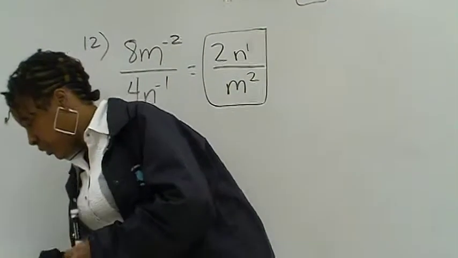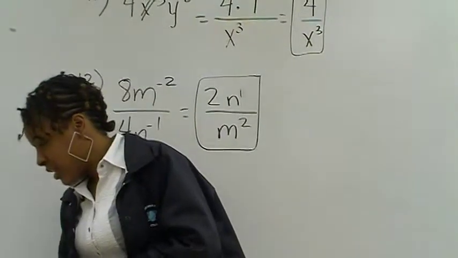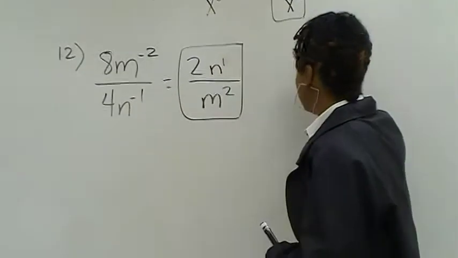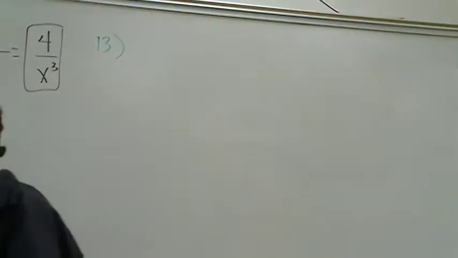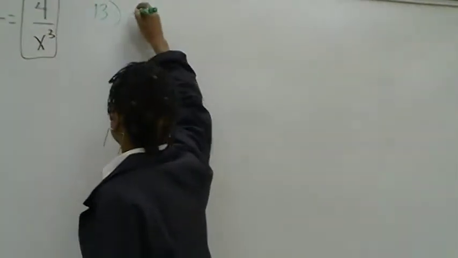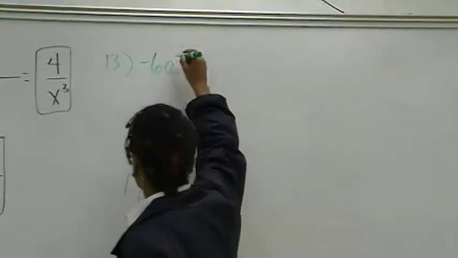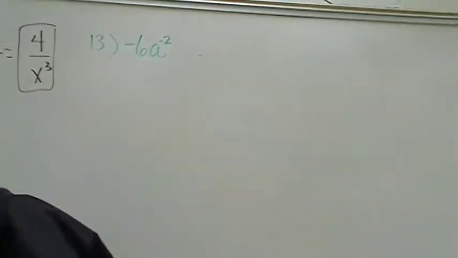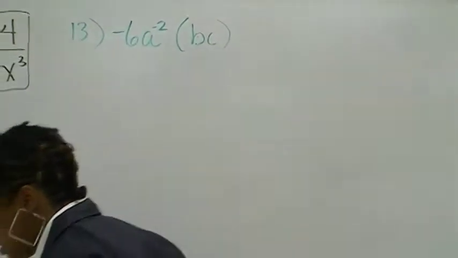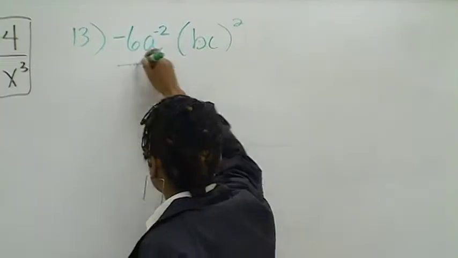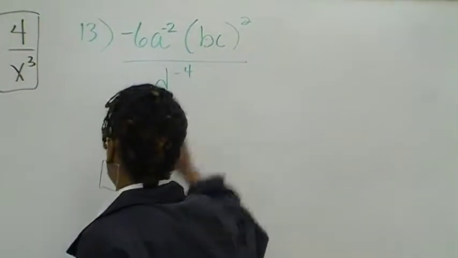Okay, look at number 13. I was deciding whether or not I wanted to go there with you, but let's go there. Number 13. Negative 6a to the negative second power times bc in parentheses to the second power over d to the negative fourth. That seems really complicated, but it's not.